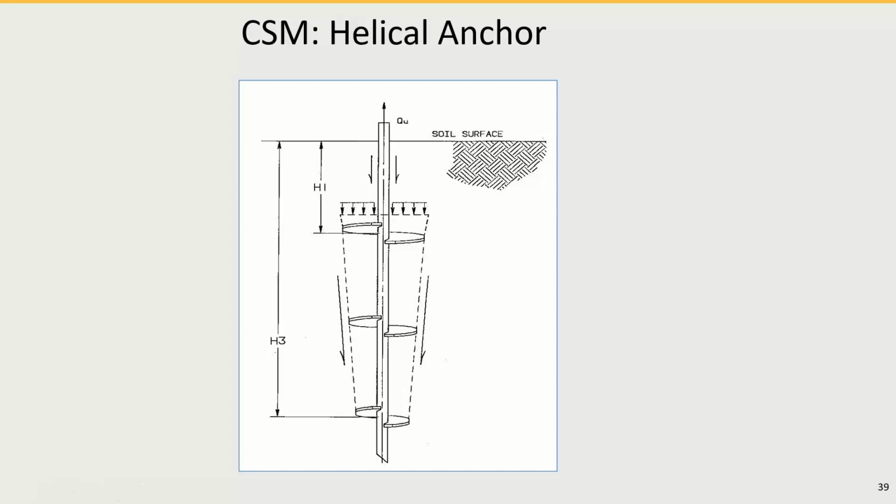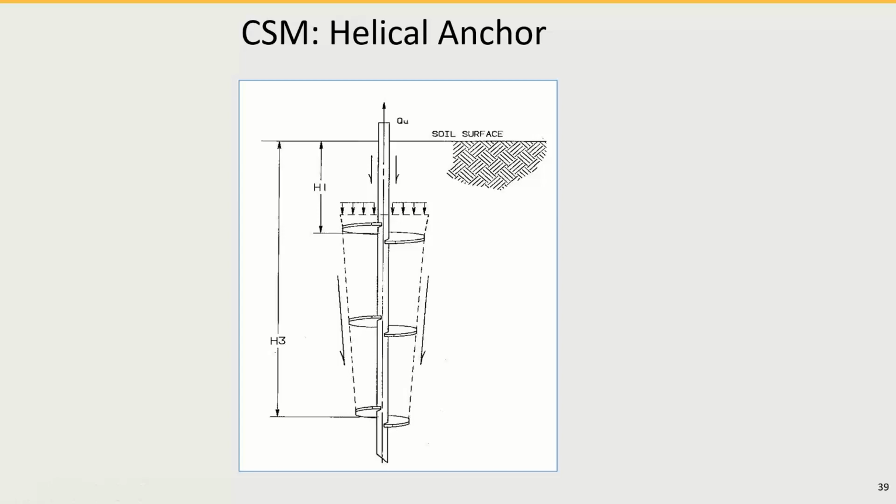The ultimate pile capacity using the cylindrical shear method, how do you find it? In the cylindrical shear method, there is a cylinder of soil that is encased between the lower helix and the uppermost helix. The ultimate pile capacity is determined by summing the bearing resistance of the uppermost helix, this is in tension, plus the shear resistance around this cylinder that is encased between the uppermost helix and the lower helix. That's what the cylindrical shear method says.